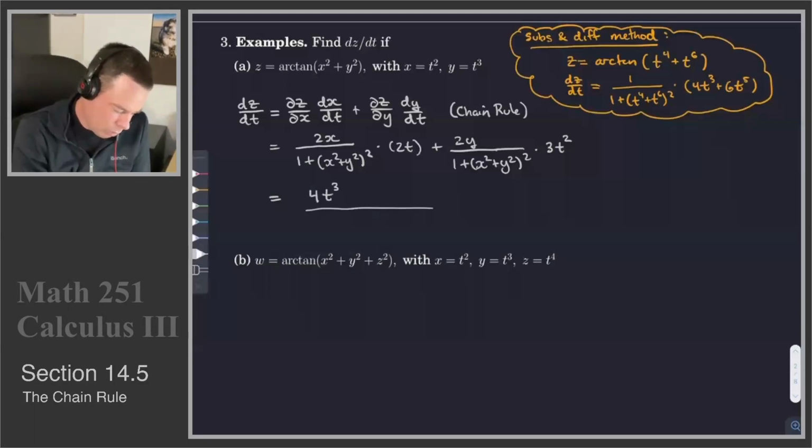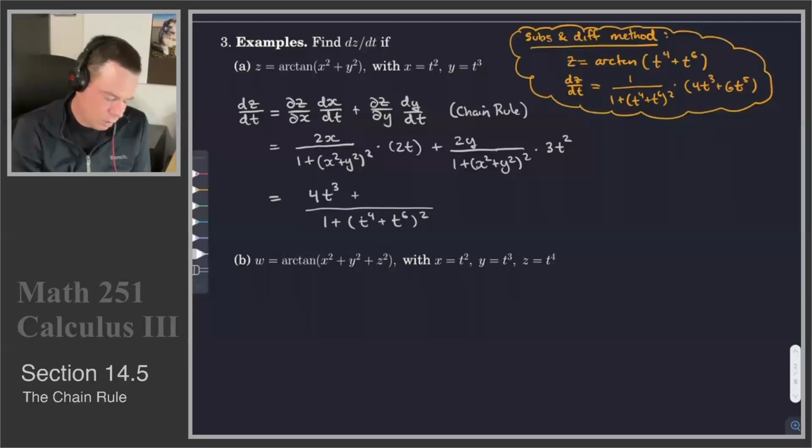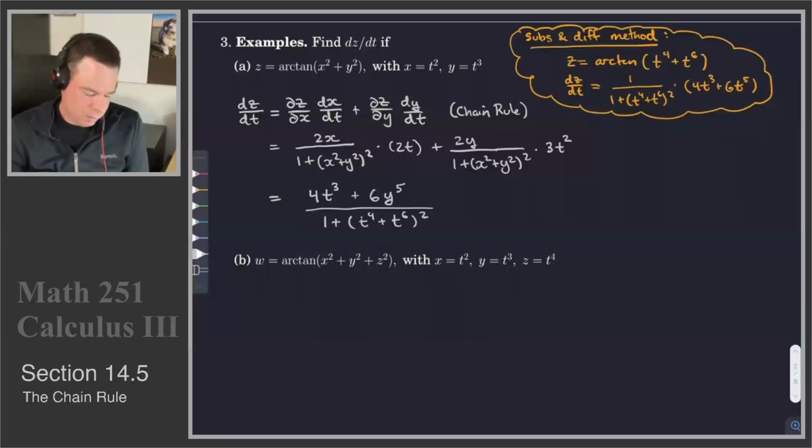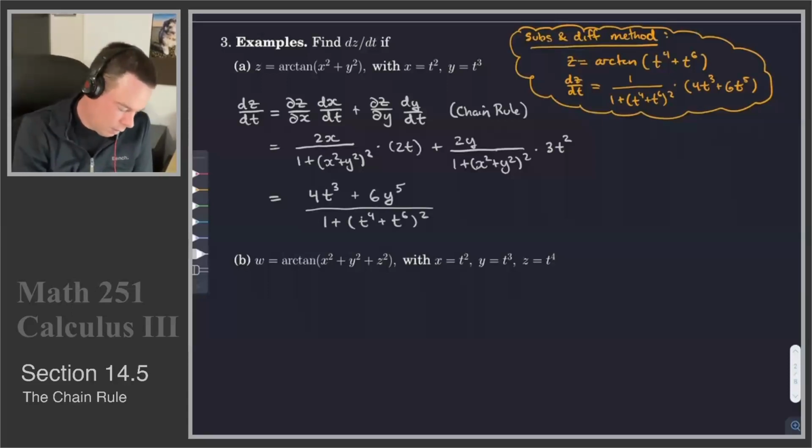And we'll put it over that common denominator of 1 plus t to the 4th plus t to the 6th, all squared. And then I'm just going to put the other part of the numerator in from that second term. That's a 2y, 3t squared. So that's going to be a 6yt squared, but y is t cubed, so that's a 6y t to the 5th. And there's our final result. And notice they are the same.